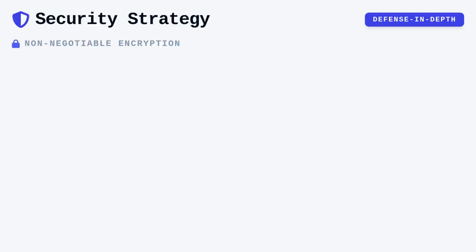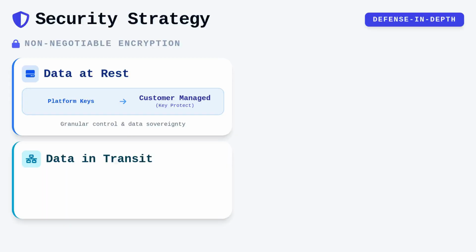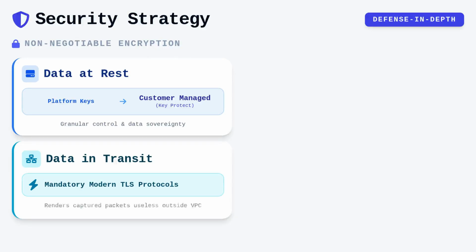Encryption is another non-negotiable pillar of this strategy, and it must be applied both at rest and in transit without exception. For data sitting in storage buckets or databases, relying on platform-managed keys is a good starting point, but transitioning to customer-managed keys via services like Key Protect offers the granularity and control required for rigorous compliance and data sovereignty. When data moves between services or across geographic boundaries, you must mandate the use of modern, secure TLS protocols, effectively rendering captured packets useless even if they leave the secure confines of your virtual private cloud.